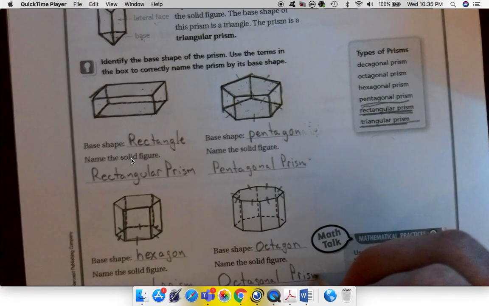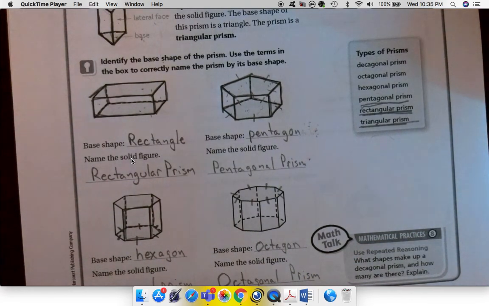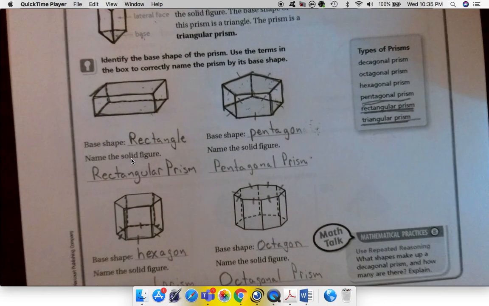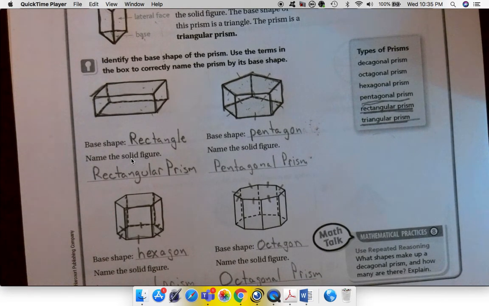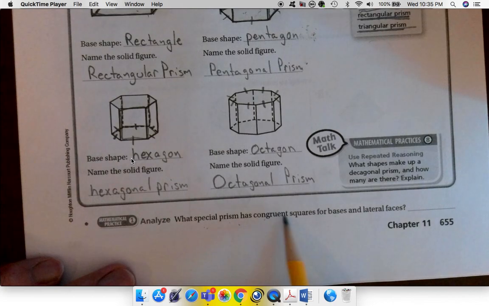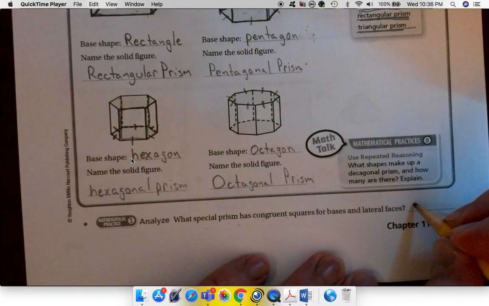Now, I did mention earlier, most of the time, our faces will all be rectangles. There's one instance where it's not. There's one instance when all of the lateral faces and the bases are the same. And it's a pretty common box that you can see in stores or gets shipped to your house. And that's what this question is talking about right here. What special prism has congruent squares for bases and lateral faces? And it's called a cube.